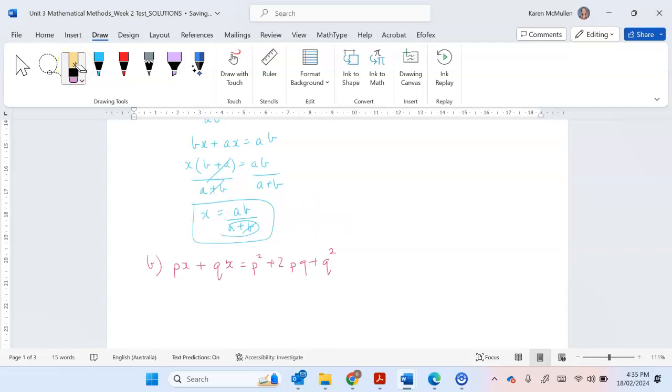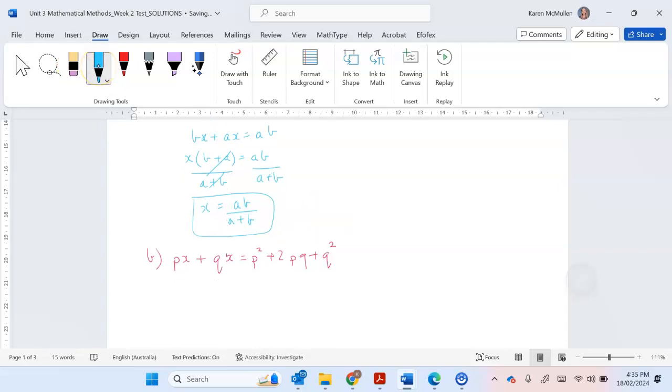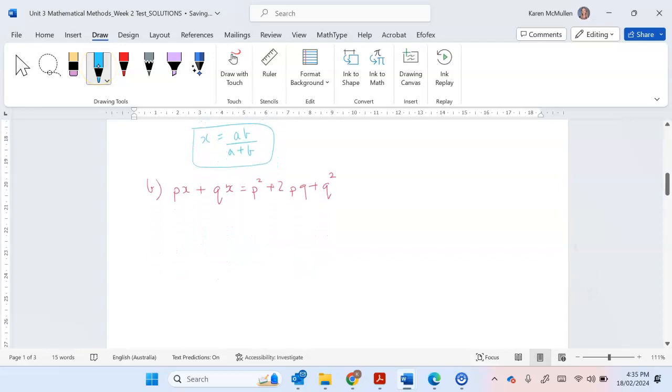So don't do that, please. It's very frustrating when I see people make that mistake. Okay, so moving along to b. So on the left-hand side, I can see straight away I'm going to take out x as a common factor. So we're left with x times p plus q in brackets.